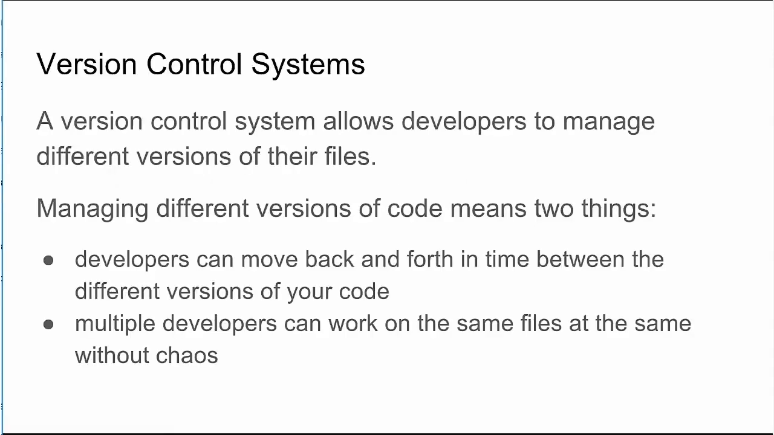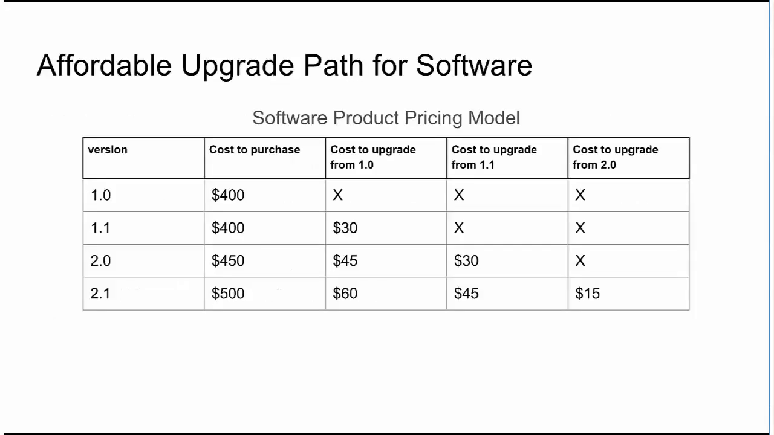A version control system allows developers to manage different versions of their files. Now, managing different versions of code means two things. Developers can move back and forth in time between the different versions of the code, and multiple developers can work on the same files at the same time without chaos. So let's talk about version control as a sort of time machine first.